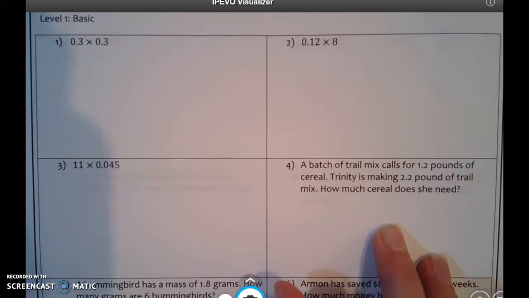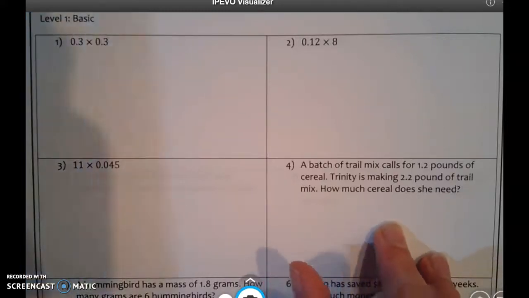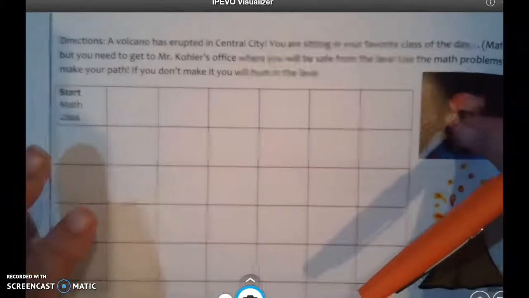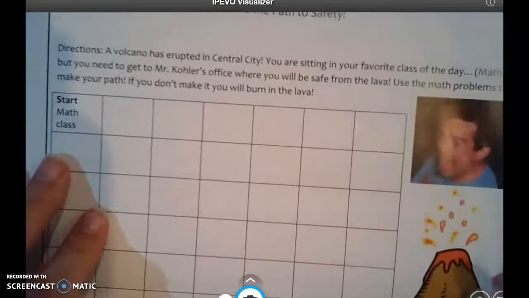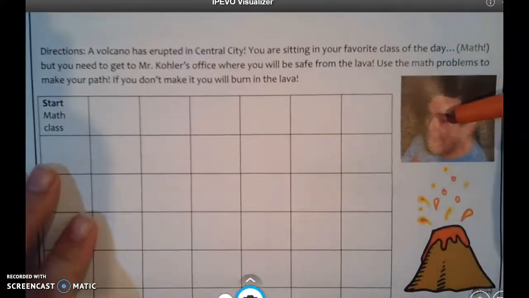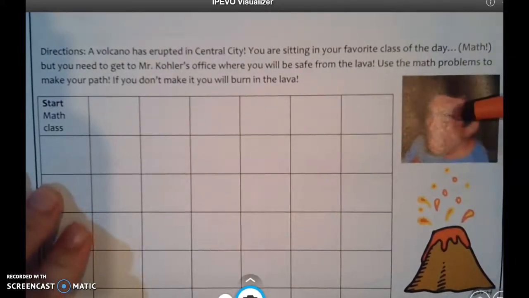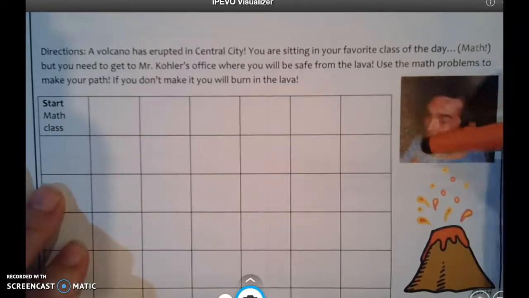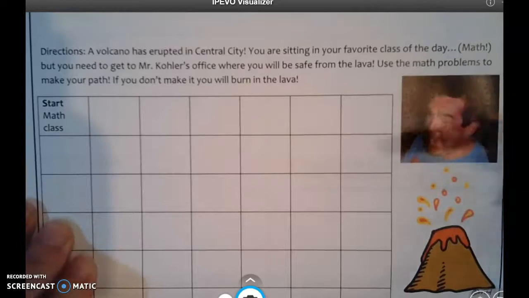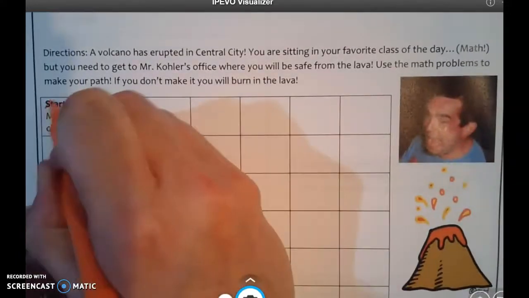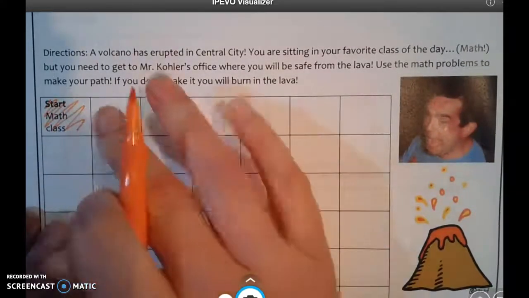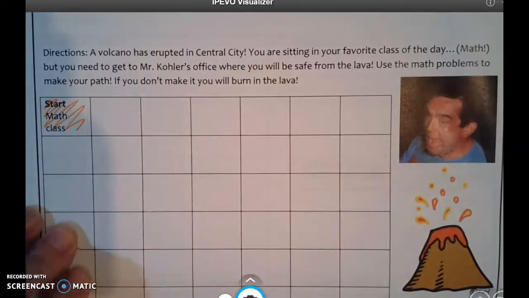Everybody, right now, take your packet and rip off the very back page. It looks like this. Sorry, if you're virtual, you won't be able to do this. But everybody else, rip off your back page. It looks like this. We are going to try to get Mr. Kohler to safety from the volcano. So go ahead and shade in the start, and yours has numbers on it, which are the answers.